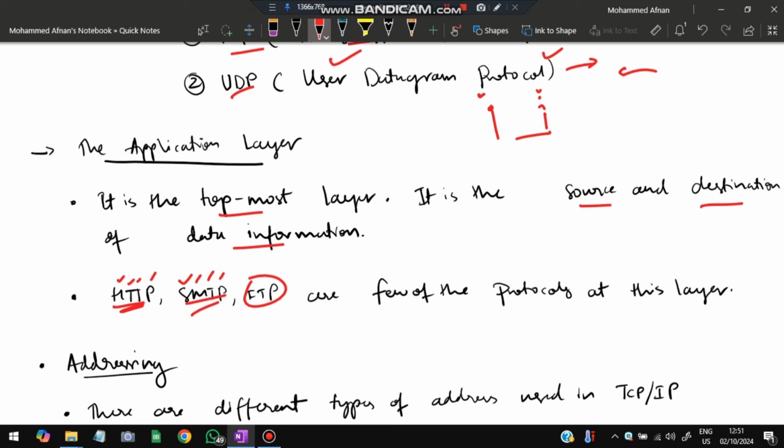And these protocols define how the data is to be formatted, what data needs to be sent, what metadata needs to be added, and which data is valid or invalid. All those things are decided by the protocols, and they are specific to the applications. Like for the web it is separate, for mail it is separate, for files it is separate, and so on.